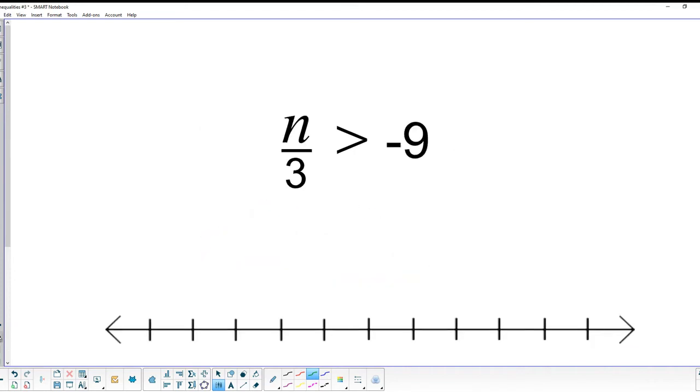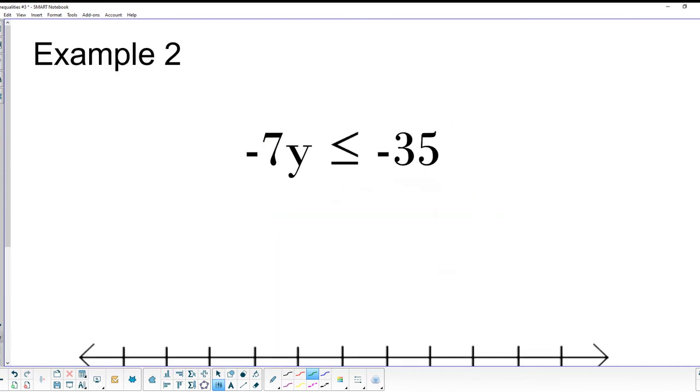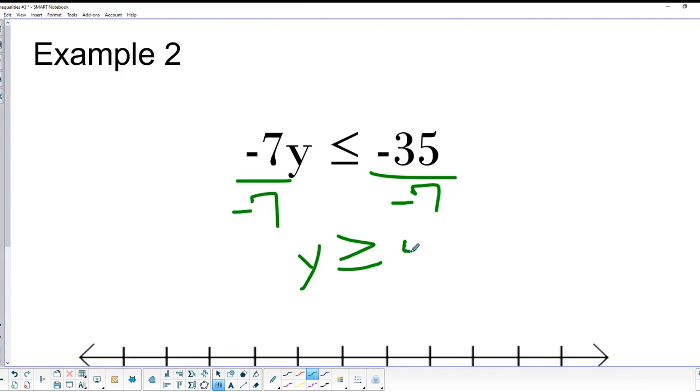All right. How about this one? Well, we're going to multiply both sides by 3. The 3's cancel, leaving us with n is greater than -9 times 3, which is -27. Okay. Here's another one. We're going to divide both sides by -7 to solve for y. And when we do that, of course, the inequality symbol has to shift directions. -35 divided by -7 is +5.